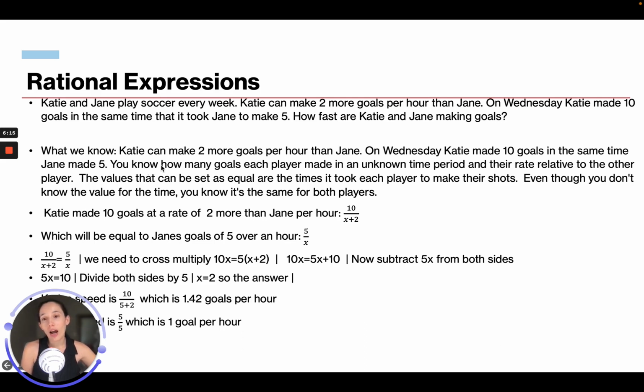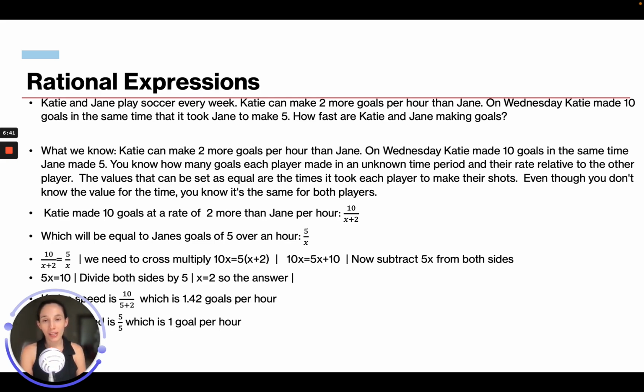We know how many goals each player made in an unknown amount of time and their rate relative to the other player. The values that can be set as equal are the times it took each player to make shots. Even though you don't know the values for the time, you know it's the same for both players. So for example, we have Katie made 10 goals at a rate of 2 more than Jane per hour.